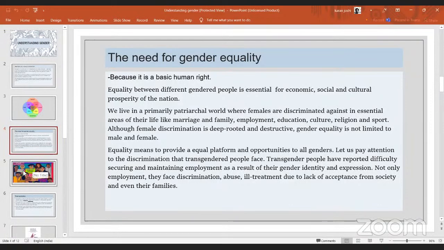Gender equality prevents violence against any gender. It's essential for economic prosperity. Societies that value women and men as equal are safer and healthier. Gender equality is a basic human right. The need for gender equality is that this practice makes sure that opportunities provided to people are fair and accessible to everyone.